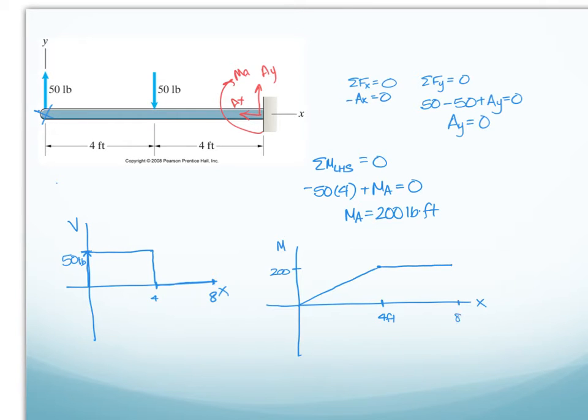And then we get to 8 feet, and that's where the support reaction is, which has a magnitude of 200 foot-pounds, and it's positive, which means we get a jump in the negative direction that's equal to 200 foot-pounds. And that's what the diagram looks like. So you see, we didn't even really have to do any cutting of the beams or anything. We were able to just draw it pretty easily.